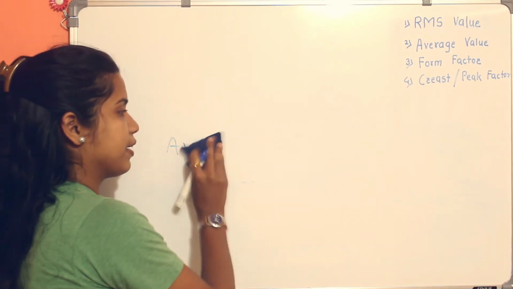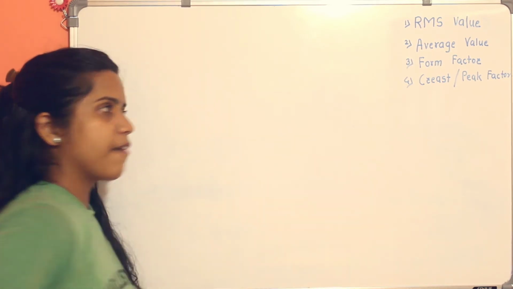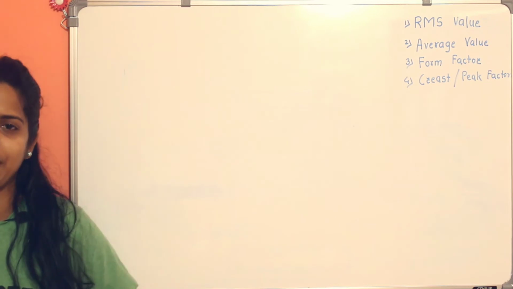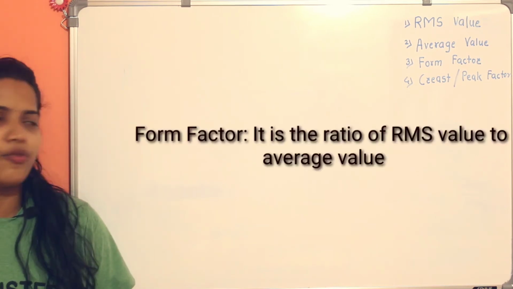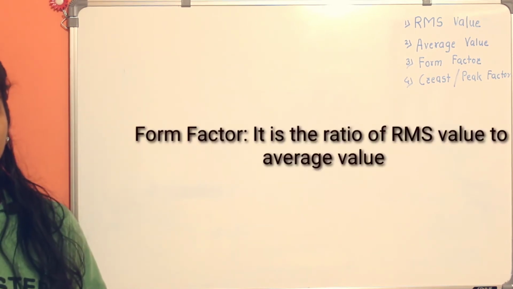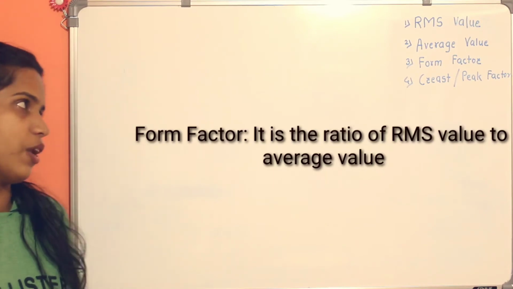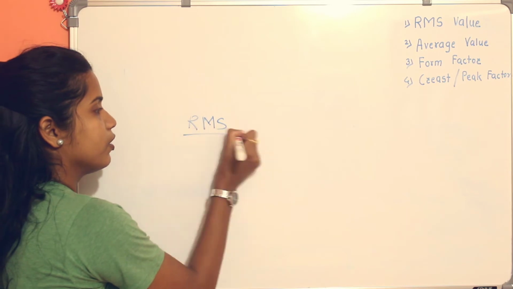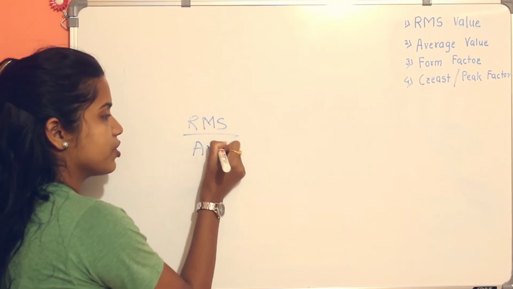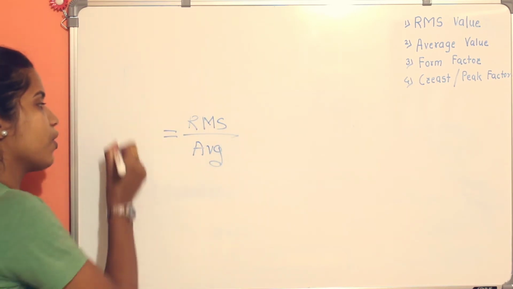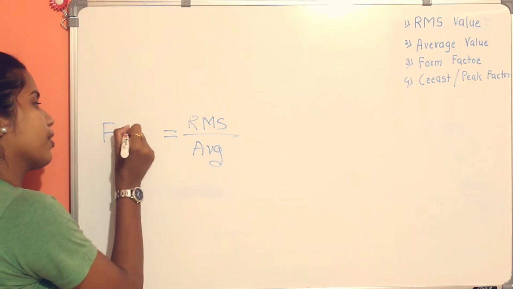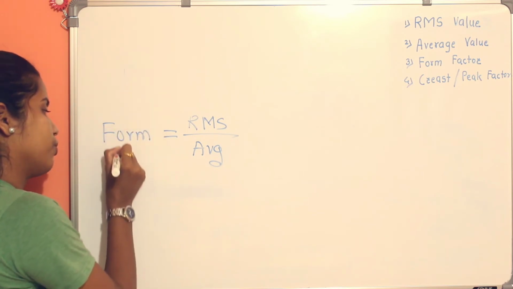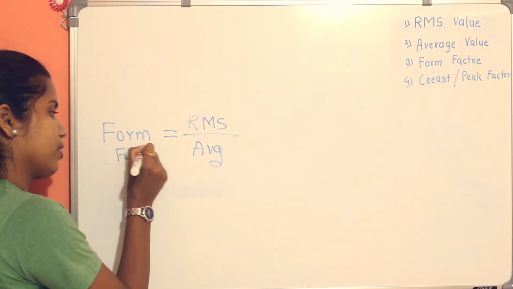Next is form factor. Factor means the ratio of any quantity. So form factor is the ratio of RMS value to average value, RMS upon average. This factor is called the form factor.